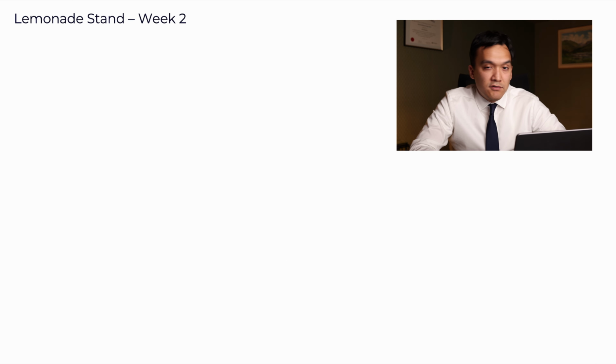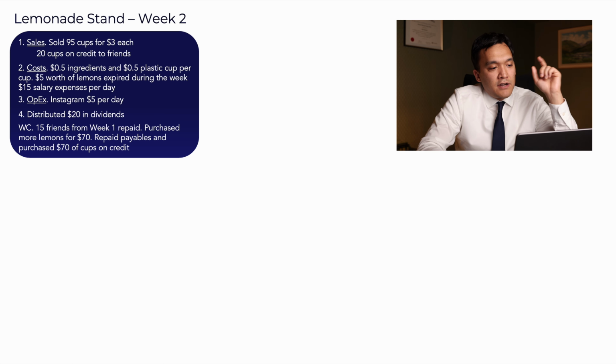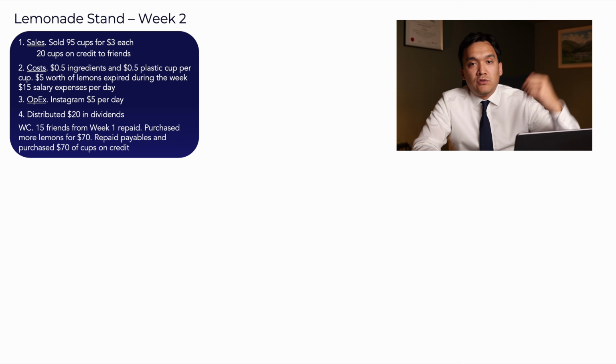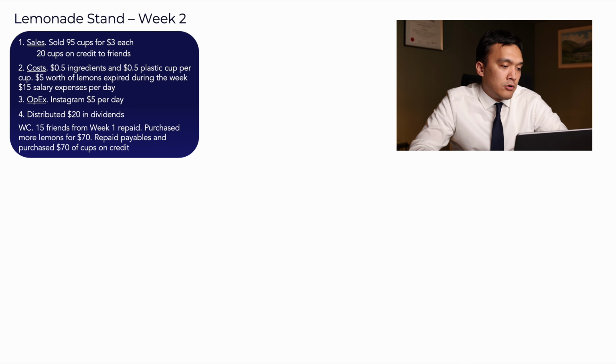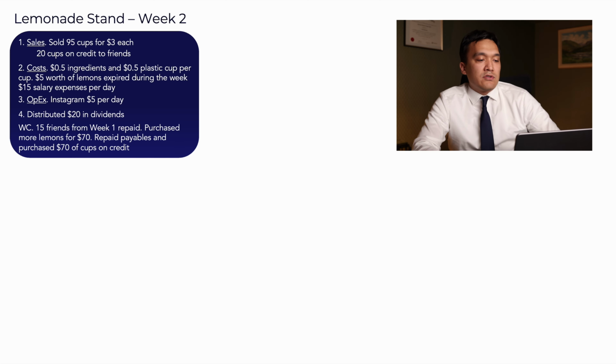Let's make it more difficult and have a look at week 2. During the second week, we sold 95 cups. Some of them again were to friends on credit. We had costs, but in this week we also had $5 worth of lemons that expired during the week and we had to throw them out. We again had operating expenses only for the Instagram ads, and during the week we distributed $20 in dividends, and during the week 15 friends from week 1 repaid to us. We purchased more lemons for $70 and we repaid all our payables and purchased again $70 of cups on credit from our suppliers.